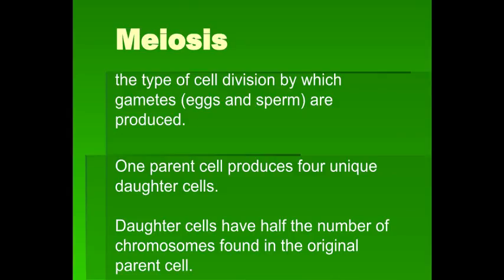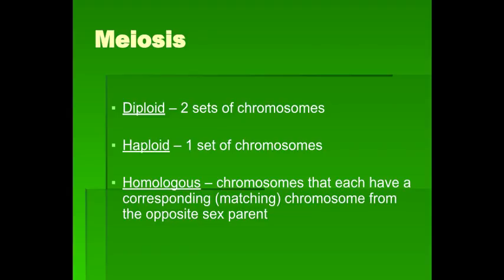Because we're going to be passing those chromosomes on, and when we go through sexual reproduction, we only have to have half of the DNA needed, or half of the chromosomes needed for a complete set. So there are some terms we need to know before we get too far into meiosis.